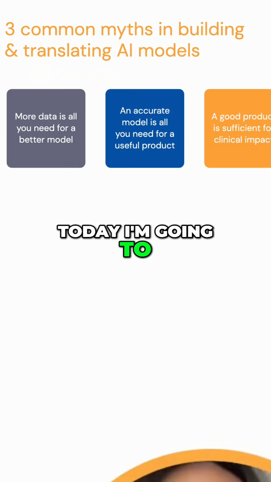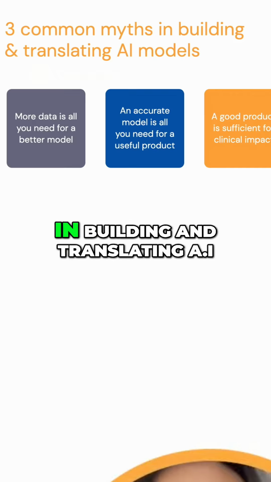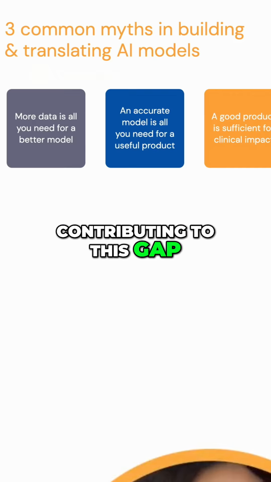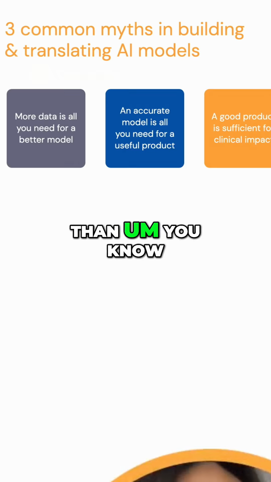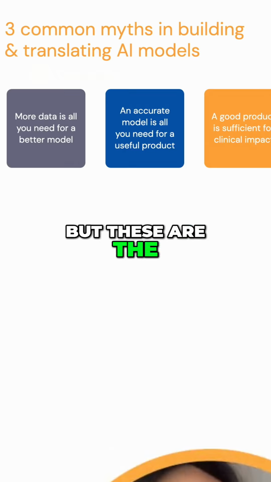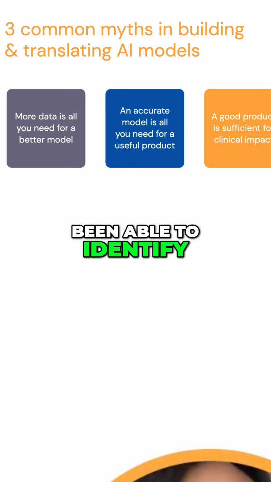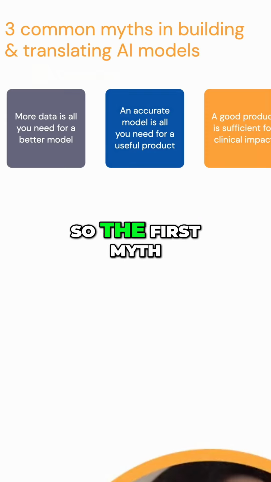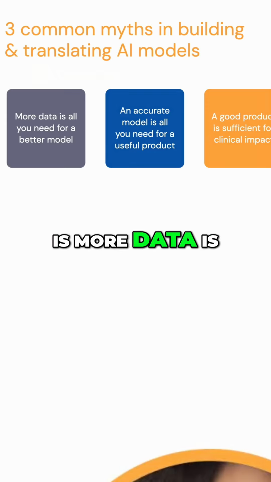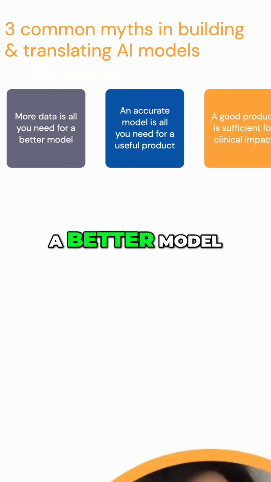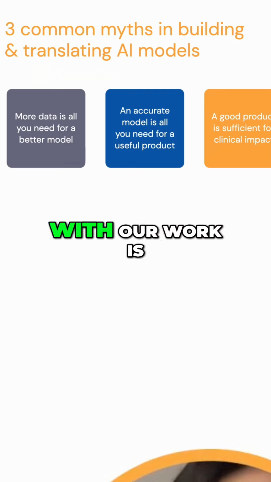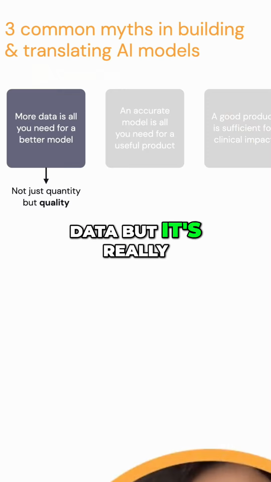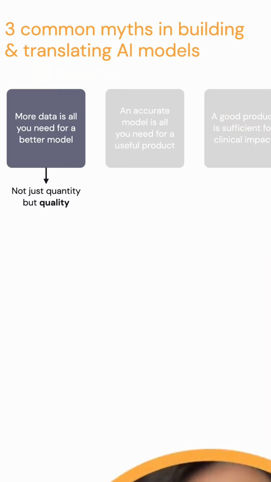And today I'm going to cover 3 common myths in building and translating AI models that might be contributing to this gap. There are clearly more than 3 blockers, but these are the ones that we've been able to identify as we're working in this space. So the first myth is more data is all you need for a better model. And what we found with our work is that it's not just about the quantity of data, but it's really about the quality of data.